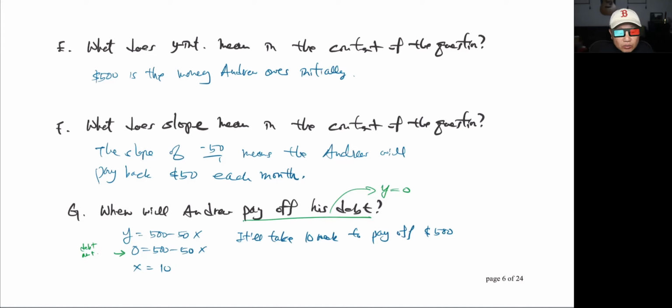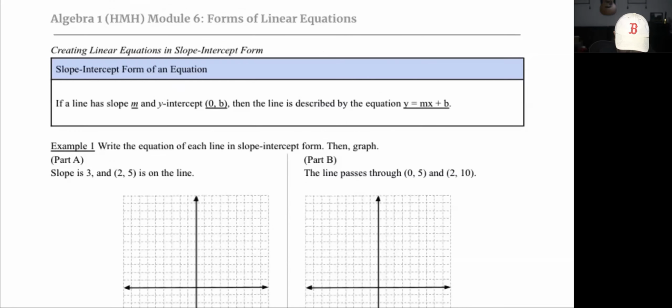And G, when will Andrew pay off his debt? Well, that means y is equal to 0, isn't it? So you set y equal to 0 here, and then you solve for it. It's 10. It'll take 10 months to pay off the $500. Okay, it's not bad, is it? All right, guys, let's move on to the next question. Next page. Here we go.